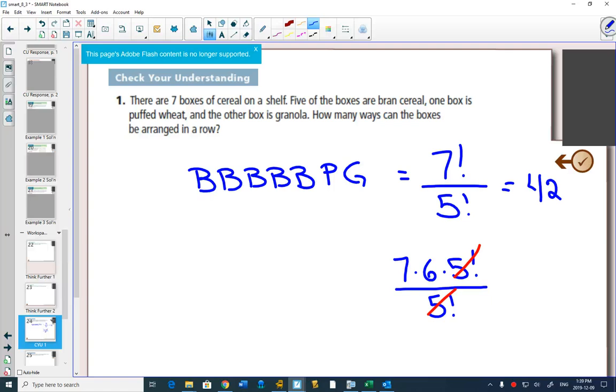Okay, questions for practice. 3 to 6. Have a look at some situations where there's identical objects.